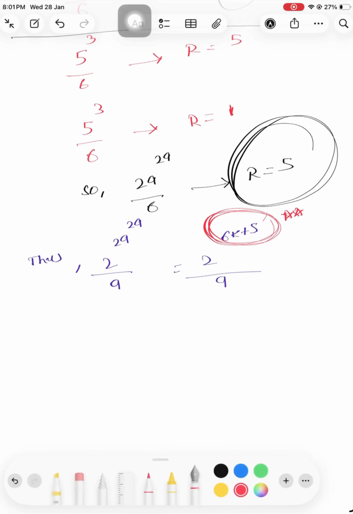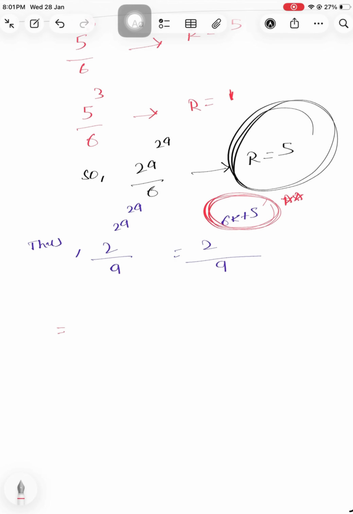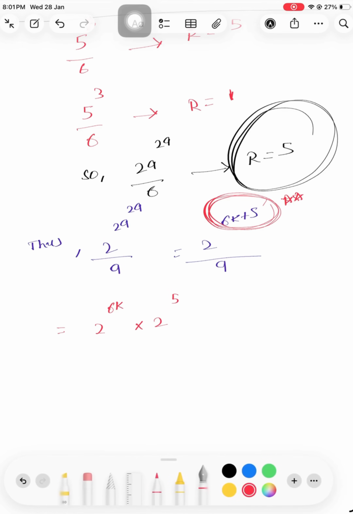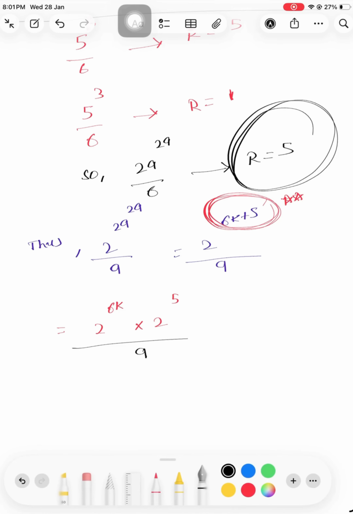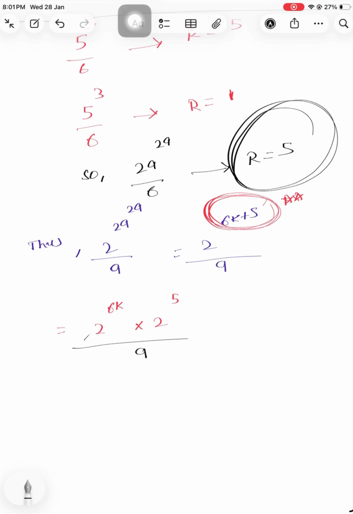wherein it is 2 raised to the power 29, again raised to the power 29, and the entire number is divided by 9. So it can also be written as 2 to the power 6k plus 5, replacing this 29 to the power 29 with 6k plus 5, and the whole thing is divided by 9. Okay, now for this 6k plus 5, how exactly did we arrive here? 5 is the remainder, and the length of the cycle is 6.